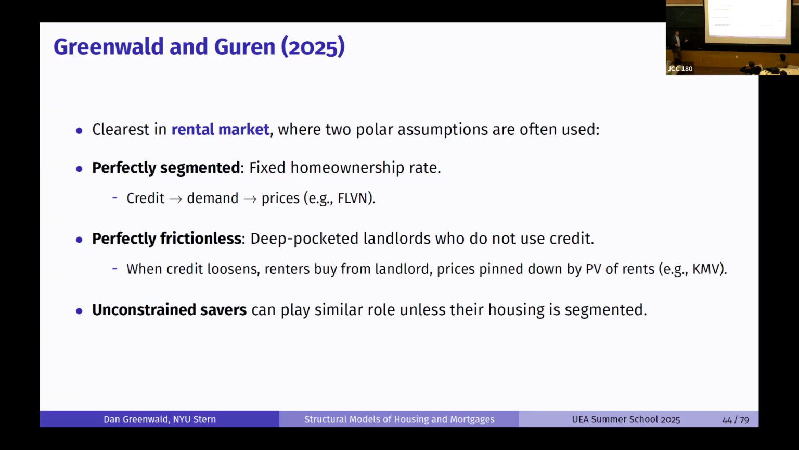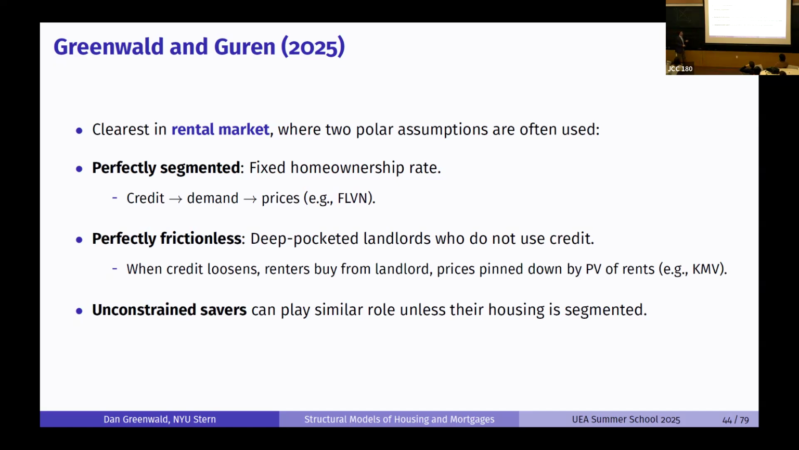So we're going to look at the rental market. And there's two kind of main assumptions used in the literature, at least prior to this paper, but probably still. One is a perfectly segmented model where most commonly nobody rents. There's just everybody owns. That means the home ownership rate's fixed. In principle, I guess you have the same thing if you split the population. You stamped on your head if you're an owner or a renter, and there's different housing stocks for each of them. In this world, when you relax credit, it actually increases housing demand, which increases prices. Whereas in the perfectly frictionless world, you have these deep-pocketed landlords who don't use credit. And then when credit loosens, we have that effect we just talked about, okay?